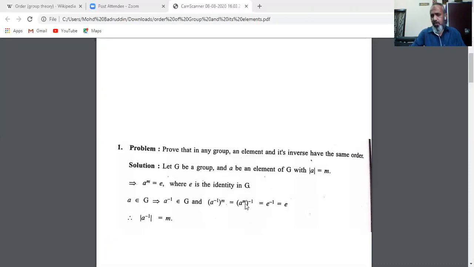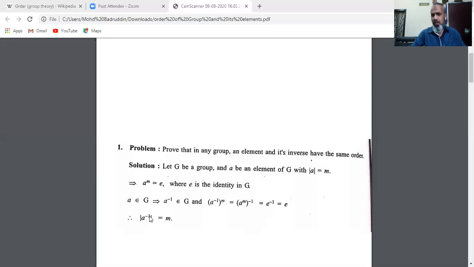But what is a to the power m? This is equal to e. So e to the power minus 1. What is e to the power minus 1? It is the inverse of the identity element. The inverse of the identity element is the same as the element itself. So e inverse is equal to e. So what we are getting here is a to the power minus 1 whole to the power m is equal to the identity element, meaning the order of a inverse is equal to m.